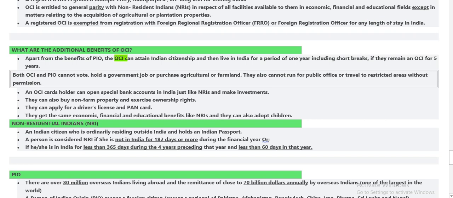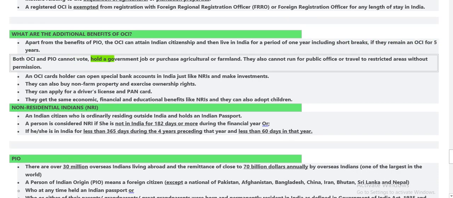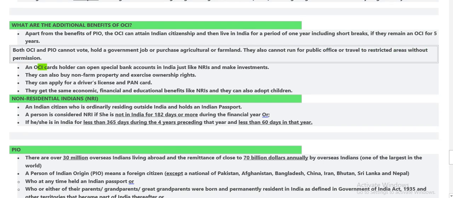of stay in India. What are the additional benefits of OCI? Apart from the benefits of PIO, the OCI can attain Indian citizenship after living in India for a period of 1 year including short breaks, if they remain an OCI for 5 years. Both OCI and PIO cannot vote, hold a government job or purchase agricultural or farmland. They also cannot run for public office or travel to restricted areas without permission.